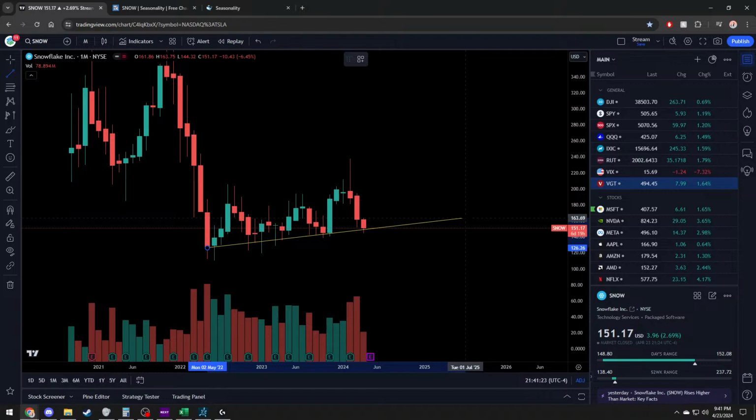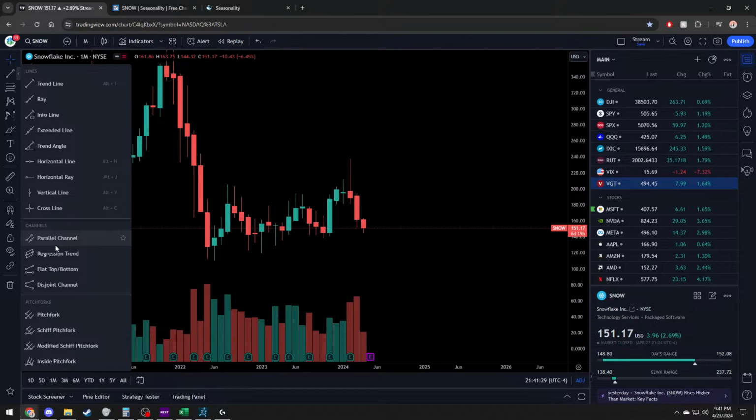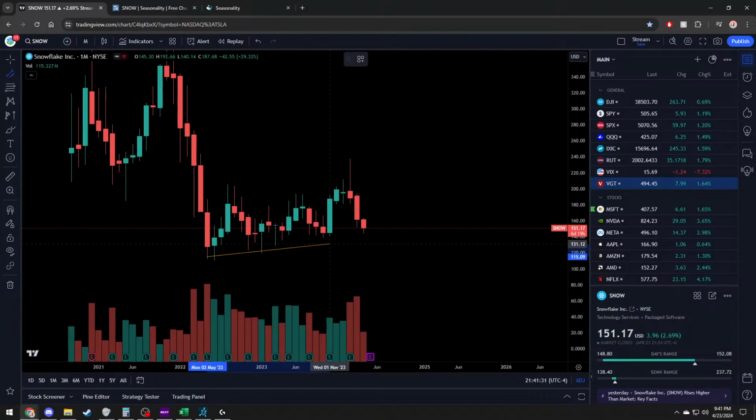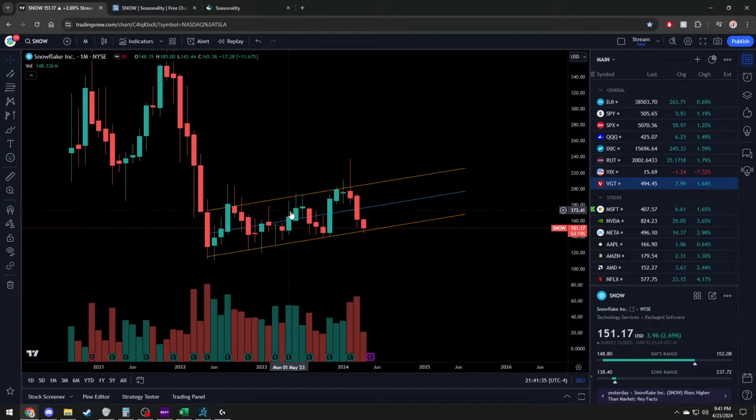I mean, you're at the bottom of a range here. Really, you can draw it out like this. It's really a parallel channel, like that. You know, kind of at the bottom end of this. Doesn't mean you can't break this. You can easily break this range. But that's what you're dealing with.